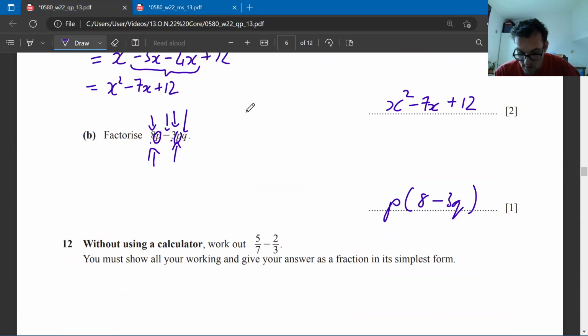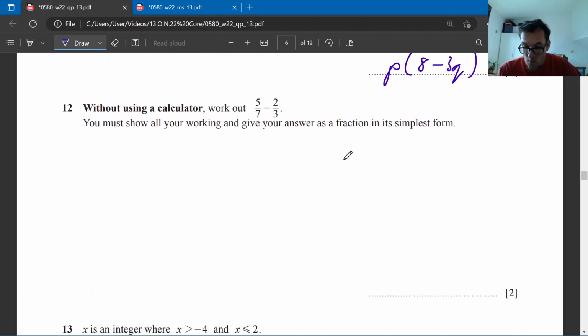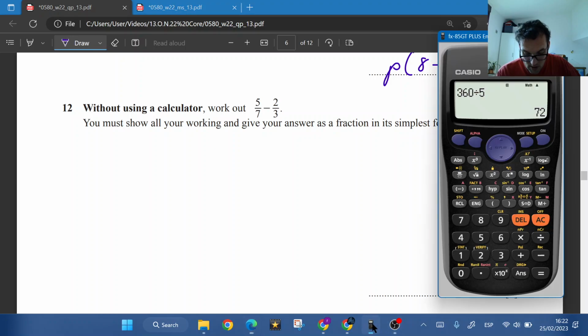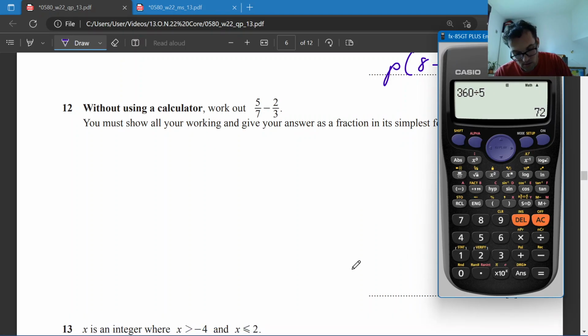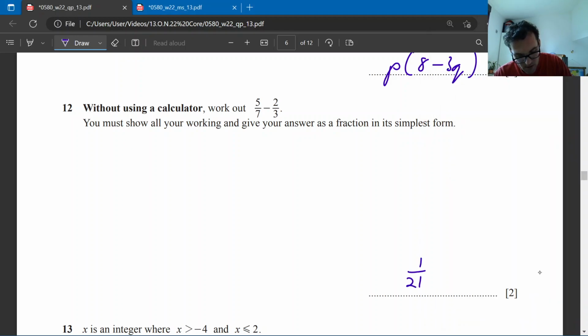Final answer. Without using a calculator, work this out. There's no harm in checking where we're going with this. We're doing 5 over 7 minus 2 over 3. Final answer, 1 over 21. Be careful though, because if you just write the answer, you get 0 marks, because it looks like you used the calculator, which we did. So you need to show the steps in between.